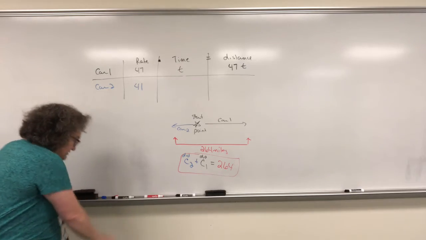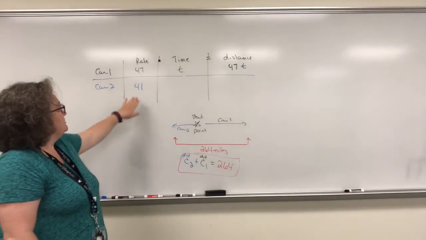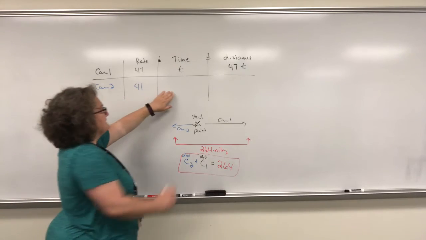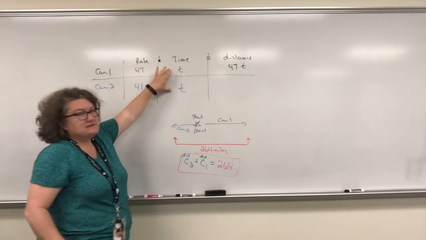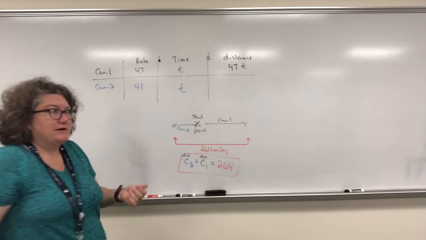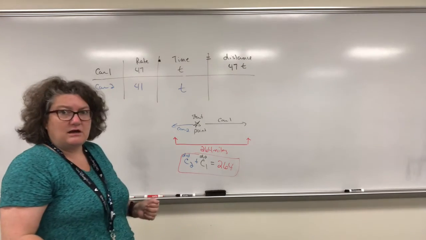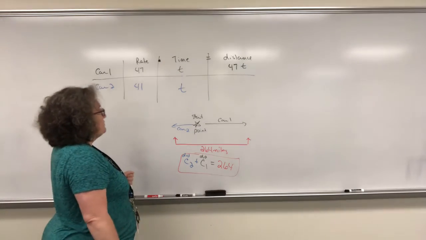So moving down here to car 2, let's read it. It said that it drove 41 miles per hour. Its time is still T because they drove the same amount of time. They didn't start and stop or anything. They just got in the car, said goodbye, I'll see you later, and they just drove. And how long will it take them to be 264 miles apart?